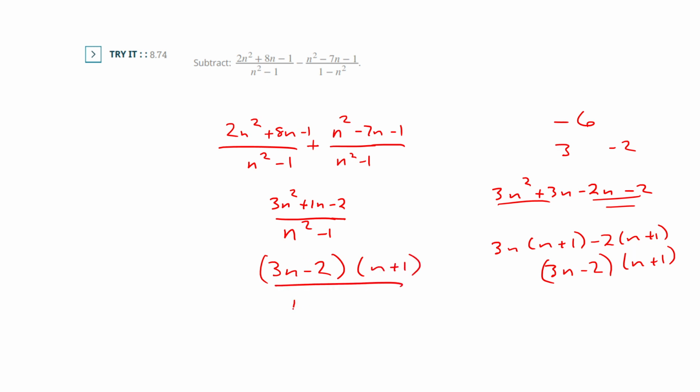Now let's factor the bottom. That's the perfect square binomial. Now we can cancel the matching factors and we get that for our final answer.